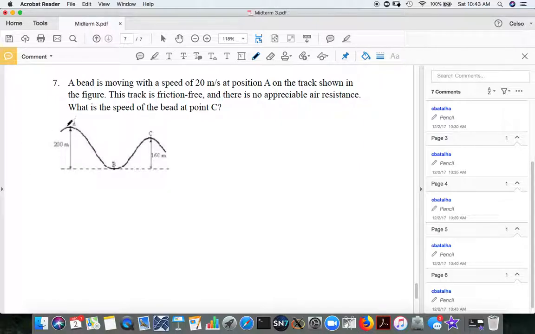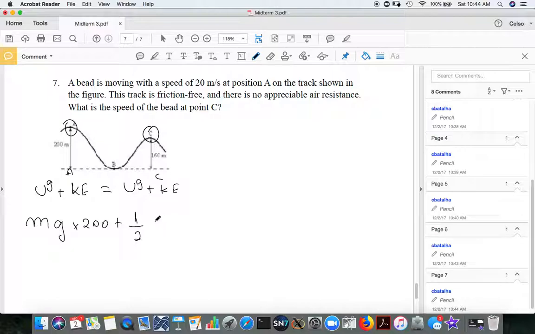We did this problem in class. We have energy at point A, energy at point C, and so you just do energy conservation. So at point A, you have gravitational potential energy, and you also have kinetic energy at point A. And at point C, you also have gravitational potential energy plus kinetic energy. This is at C, this is at A. So it's a matter of mg times 200 plus, don't forget, some of you forgot the fact there was kinetic energy at point A, half m v squared, equal to mg times the vertical displacement at C plus half m vC squared.